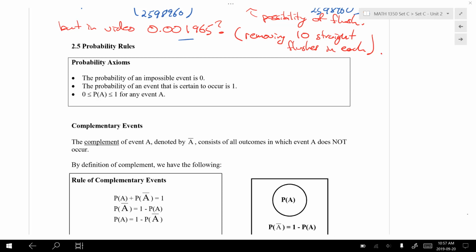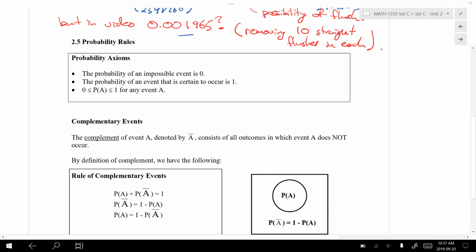In class we were talking a lot about counting. Now we will get some probability rules. These will help us to combine different things, to combine the probabilities of different events that we may know. Let's start just with a couple of axioms here, some probability rules. These should be mostly intuitive.